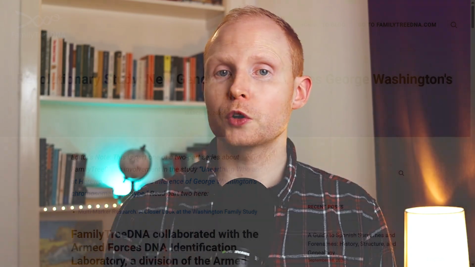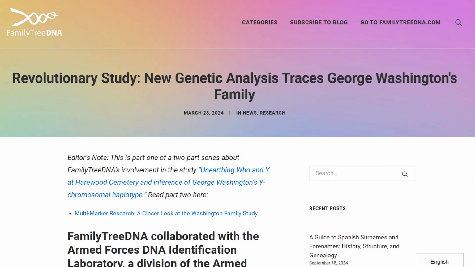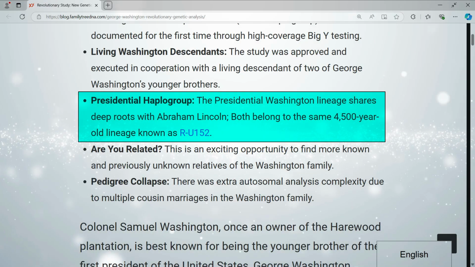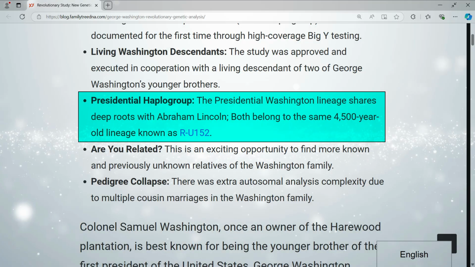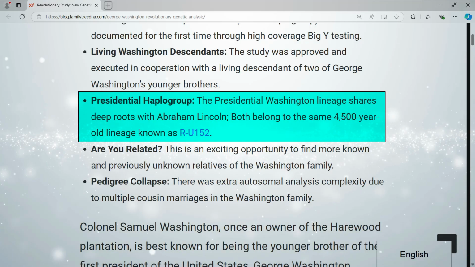But what do we know about George Washington's haplogroups? Well, a study just from earlier this year looked at this precise question. They predicted that George Washington would have had the Y-DNA haplogroup RU152, a variation of R1b. This is the same haplogroup that Abraham Lincoln belonged to, also it is believed.